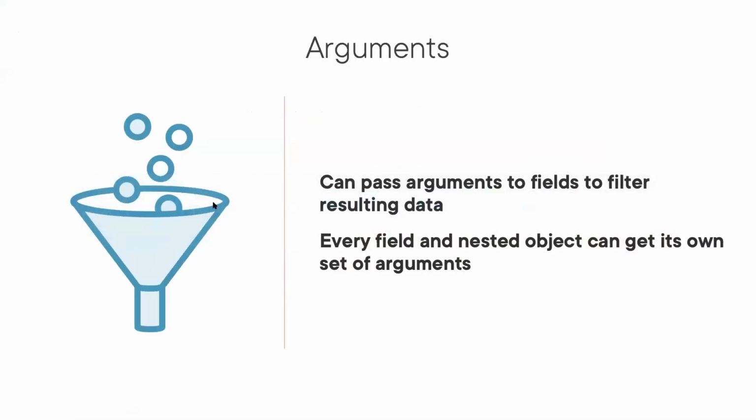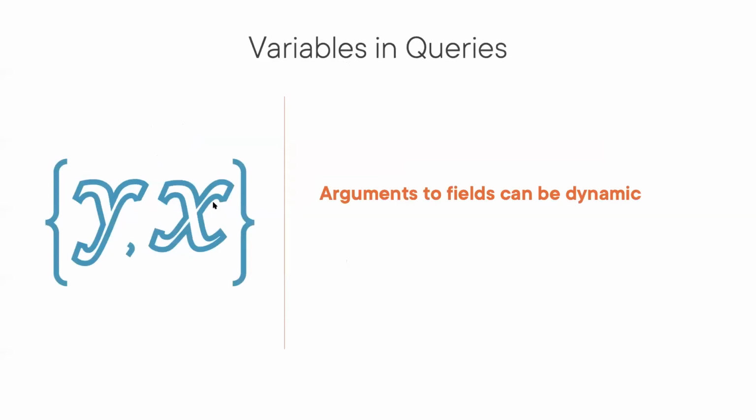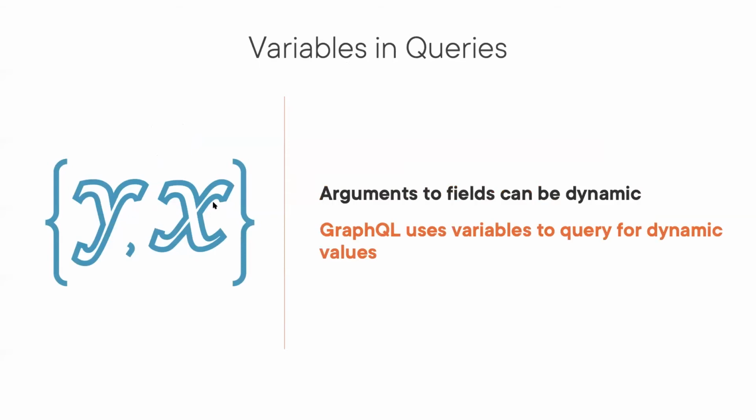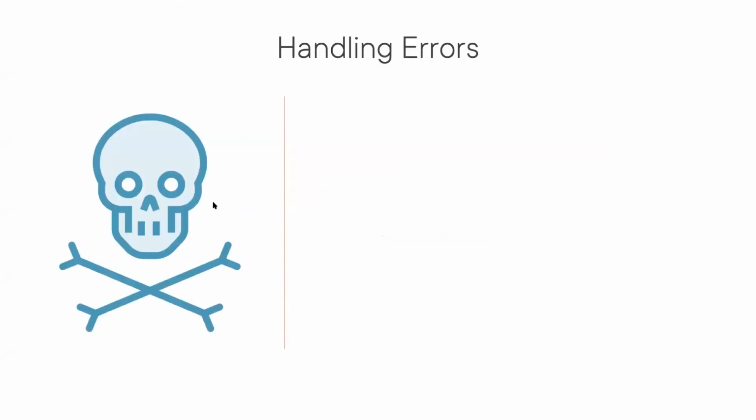Now, we talked about arguments, we talked about variables. We saw how arguments can be dynamic in our case, where the day of the week was dynamic, and GraphQL does use variables to query for dynamic values all the time. Another topic we can talk about is handling errors. So we saw how our GraphQL query returns back the loading status and the error status. So that's the error status that we can use to display error messages or notify the user that something's gone wrong. And errors are common.